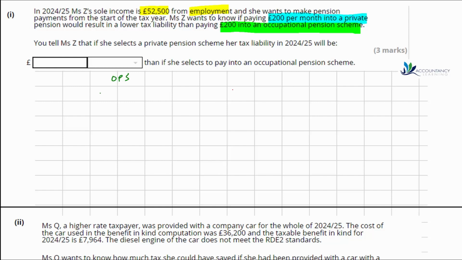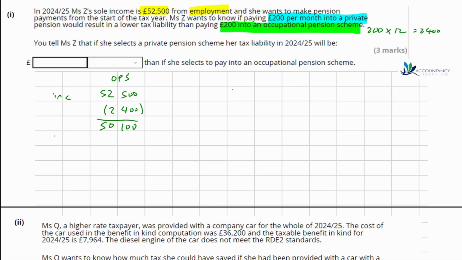So remember, we've got our income of $52,500, but if we pay into the occupational pension scheme, then that £200, and remember we're going to pay that for 12 months, so that becomes $2,400. So that $2,400 would be deducted from our salary by the employer, and therefore our remaining income that would be taxed is $50,100.